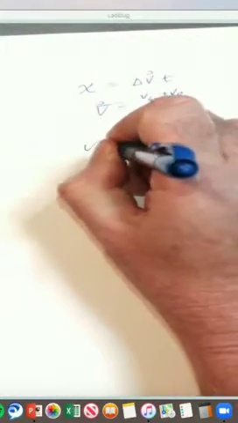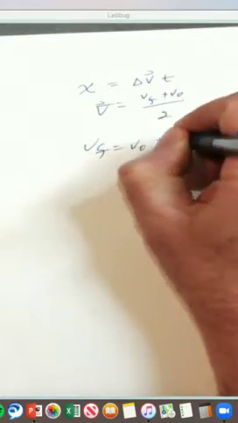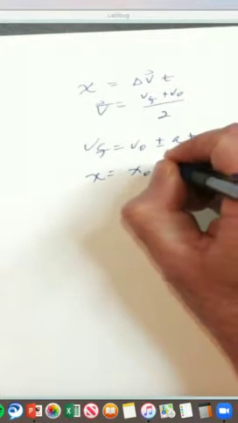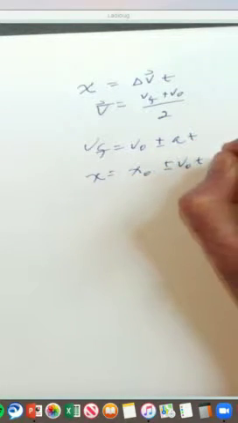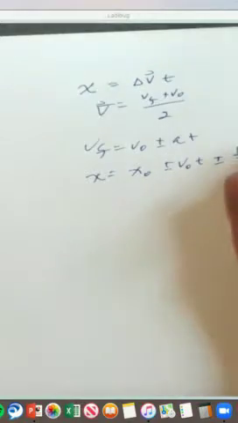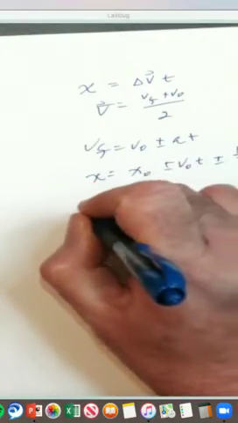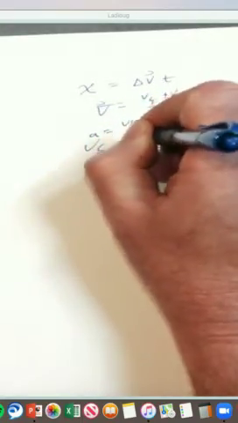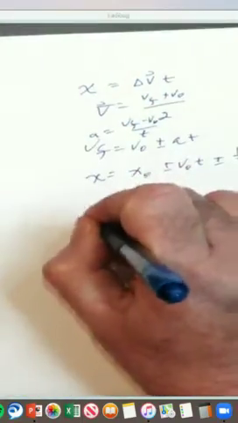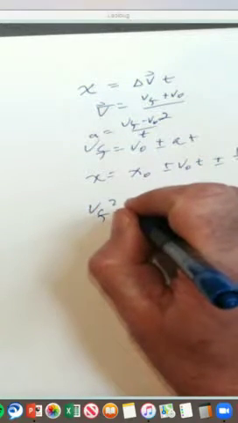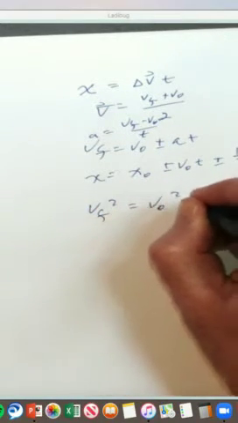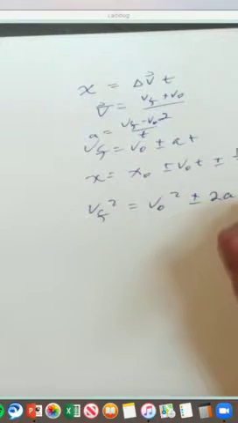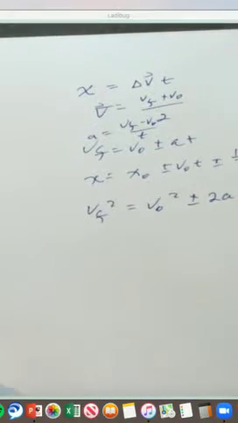v final equals v naught plus or minus at. x equals x naught plus or minus v naught t plus or minus 1/2 at squared. And then everybody's favorite, I'll go ahead and put my acceleration equation here, and then last but not least, v final squared is equal to v naught squared plus or minus 2a times x final minus x initial. Or if we're dealing in the y direction, all that kind of stuff.